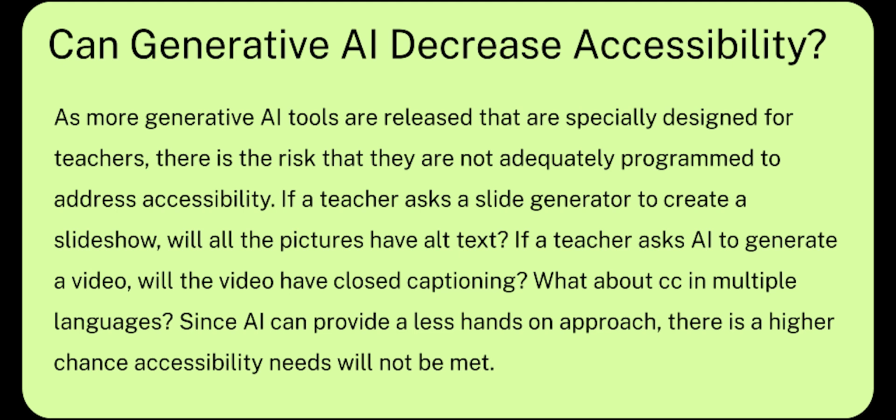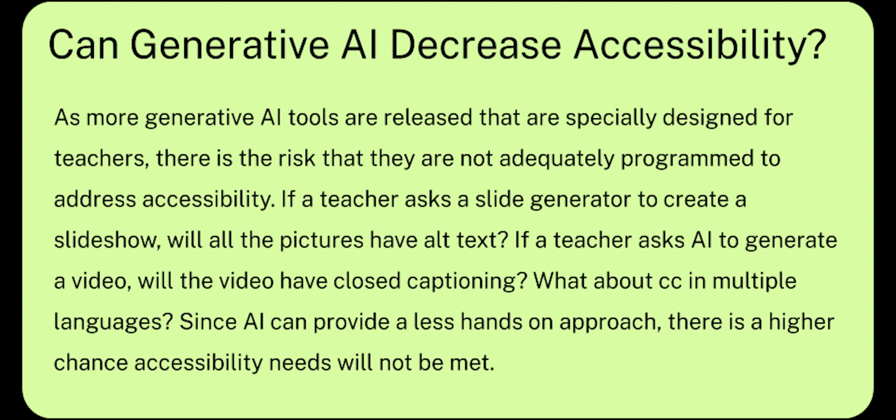However, there is this underlying fear that as AI tools are released and as they are designed for teachers, there's a risk that these AI tools are not addressing accessibility if whoever programmed these tools did not have a lot of knowledge around accessibility. They may not design slideshows in a way that is accessible to those who need to use alt text. They may not provide chunked readings. They may not make lesson plans that really address differentiation. So there is always this fear that accessibility is going to get left behind as AI platforms are created.